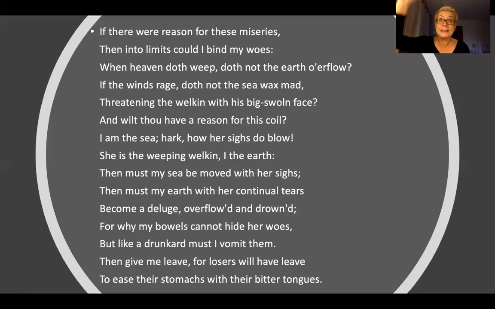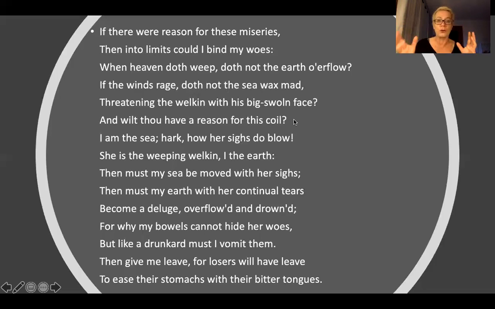And they threaten the sky, they're threatening the welkin with his big swollen face. The sea is so huge with this tsunami that it's right up there reaching the sky. And now Titus goes with this line back up to that. Wilt thou have a reason, picking up on reason, for this coil?